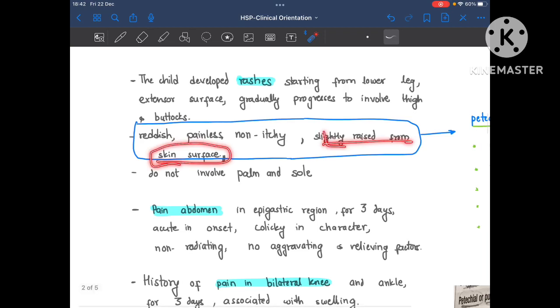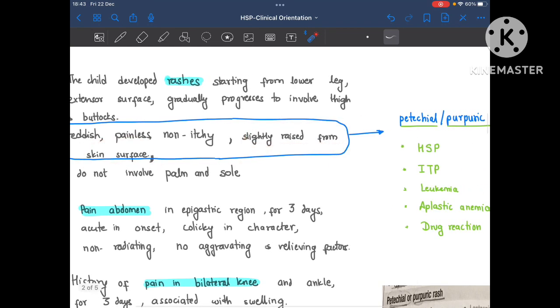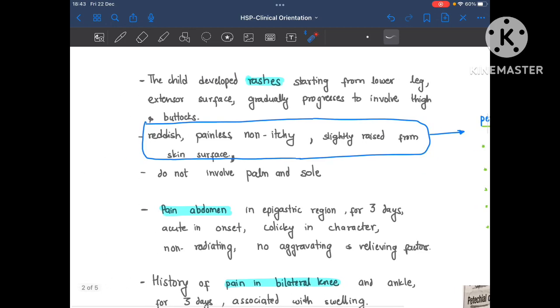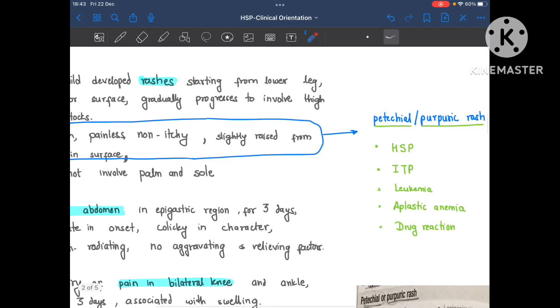Slightly raised from the skin surface is important. In dermatology, a flat lesion is called a macule and a raised lesion is called a papule. So slightly raised from the skin surface has significance. It indicates there is some deposition, or something has bulged out. What type of deposition do we suspect here? We suspect petechial or purpuric deposition, because we ruled out likely infective etiology as it is painless. So petechial or purpuric rash.